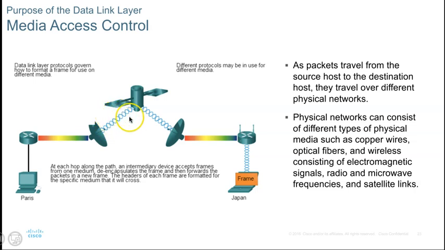At each level, each device takes the frame and converts it into a format that the destination device really understands. This is really important to understand. You can see that it is a data link layer protocol that governs how to format a frame for use on different media. Different media require different formats. So what makes that possible? It's media access control.